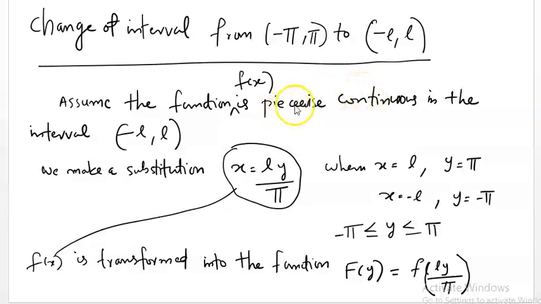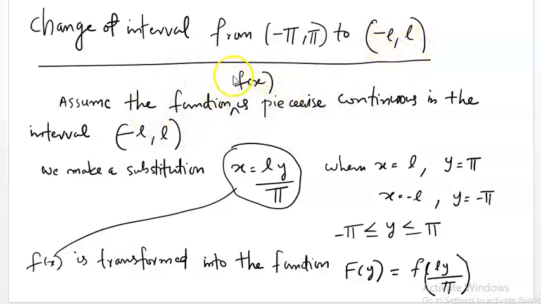Now we will see the change of interval from minus pi to pi to minus L to L. So far the Fourier series was defined for functions in the interval minus pi to pi. Now let's see the Fourier series of functions defined in the interval minus L to L.